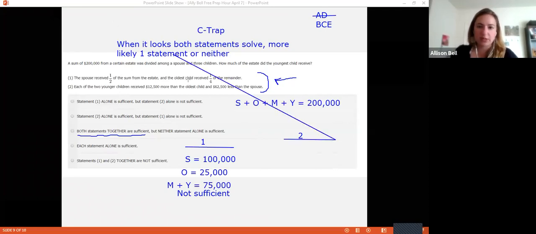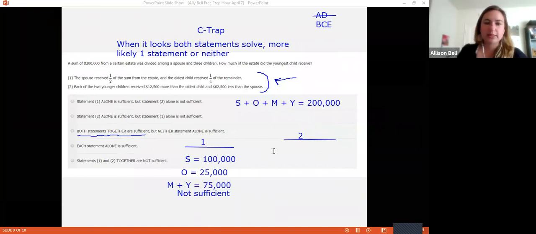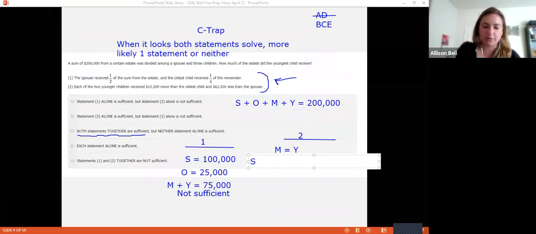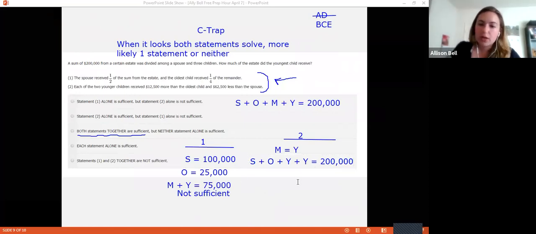So statement 2 gives me some new information. Each of the 2 younger children received $12,500 more than the oldest and a certain number less than the spouse. This is interesting because this first is telling me they received the same amount as each other. So M is going to be equal to Y, which means when I go back to my equation, I really just need to figure out what one of those is. So now my equation is maybe S plus O plus Y is equal to 200,000. And I'm just trying to solve for Y because I substituted back in.